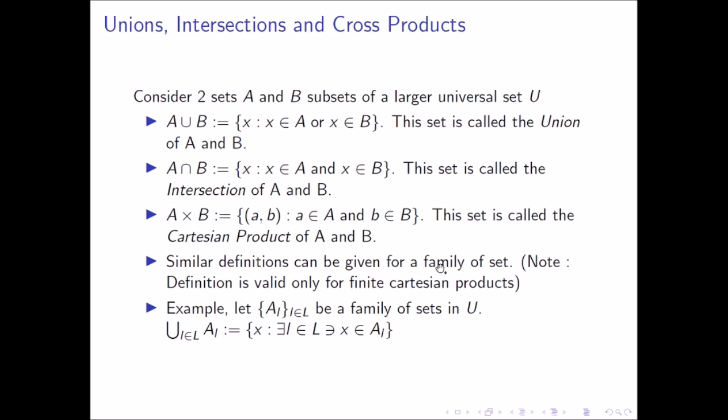Similar definitions can be given for a family of sets, as we have seen. Suppose L is an indexing set and A_l is a family, such that for each l in L, there is a set A_l. All sets are inside U. Then the union over l of A_l, the union of the family, is defined as all elements which are present in at least one set of the family. So there exists some l belonging to L such that this element is contained in the member of the family corresponding to that index.